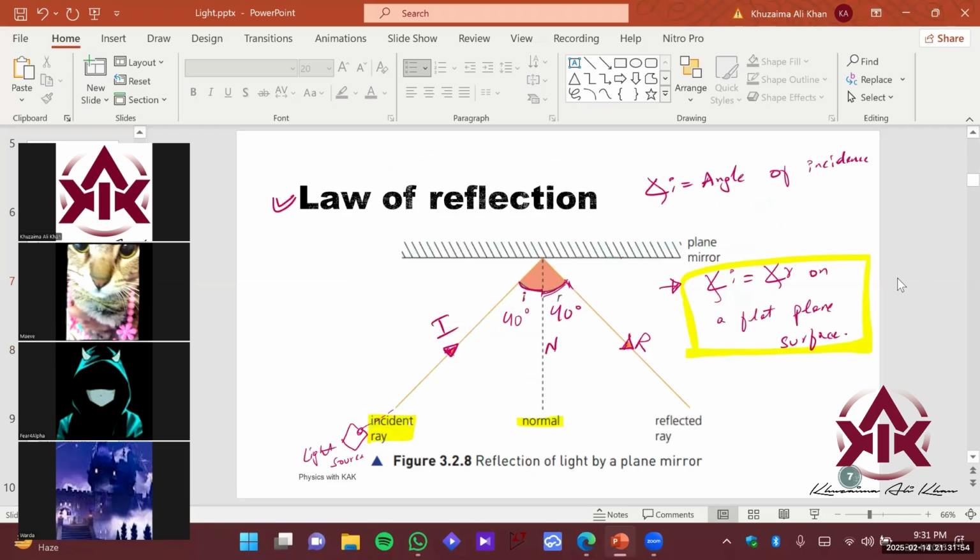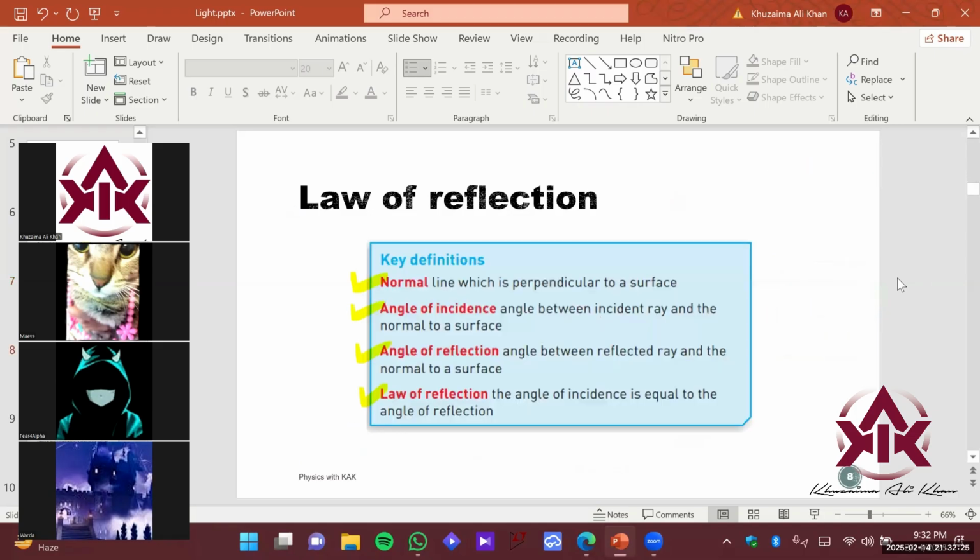We have different parts here. We have the incident ray that is hitting the surface. We have the normal, which is the 90-degree line on the surface, which we draw using a protractor. Then we have a ray which is bouncing off, labeled as R over here, that is called the reflected ray. We have two angles here: the angle between the incident ray and the normal is called the angle of incidence. The angle between the reflected ray and the normal is called the angle of reflection, right? So the law of reflection states that the angle of incidence is always equal to the angle of reflection, right?